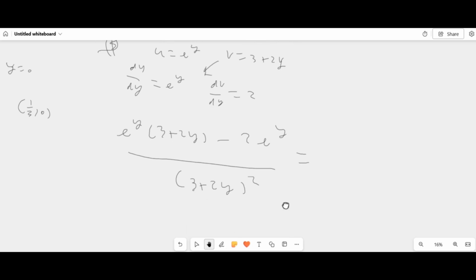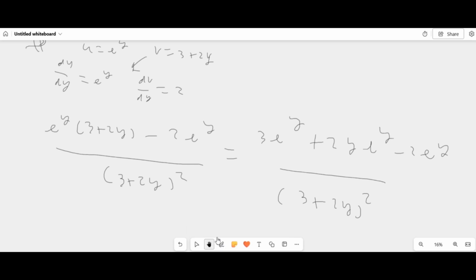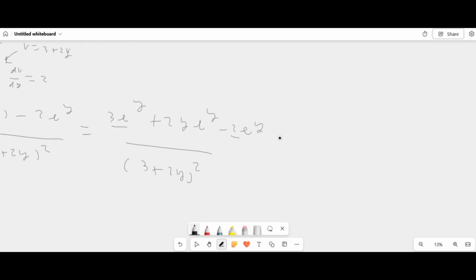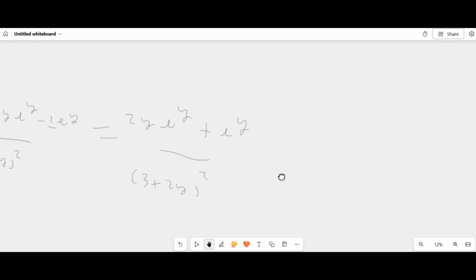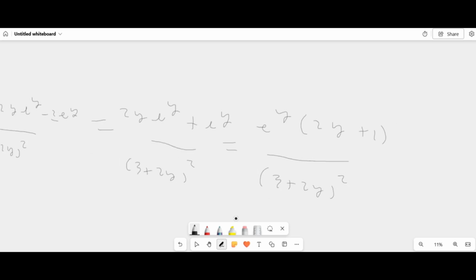so what I was trying to say here is that 3 times e^y is going to be 3e^y, that's going to be 2y e^y, and that's going to be minus 2e^y, yeah, so all of that's over (3 plus 2y) squared. And obviously 3 minus 2 is 1, so that's just going to be 2y e^y plus e^y over (3 plus 2y) squared, yeah? And now you want to take out e^y, because that's common on the top there. You can see they both have e^y, so it's obviously begging you to take it out. And now you've got (3 plus 2y) squared like that, yeah?